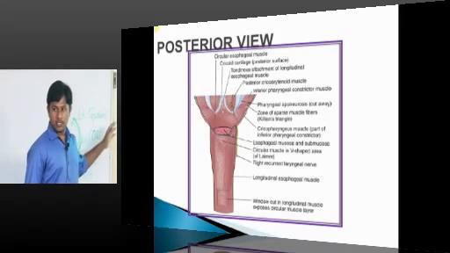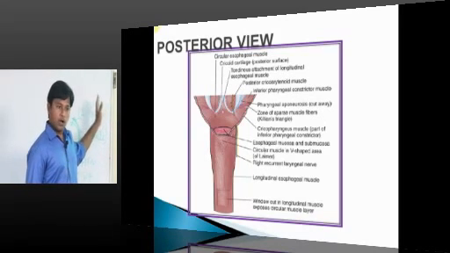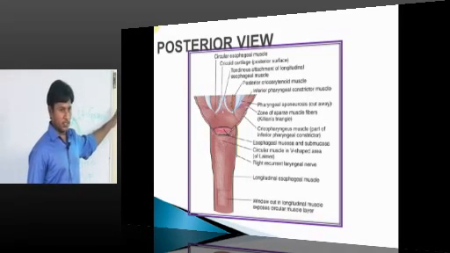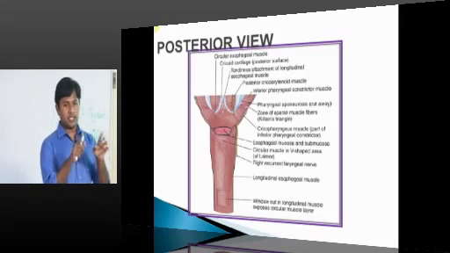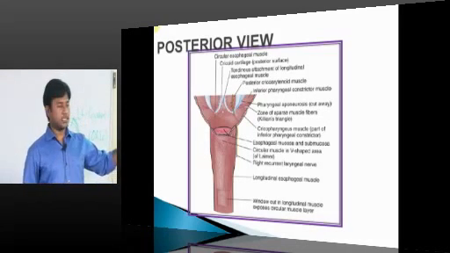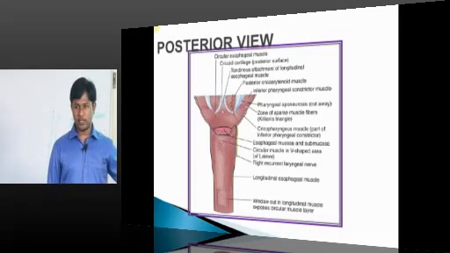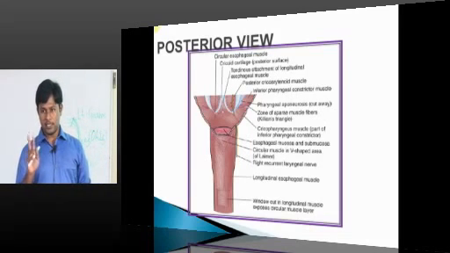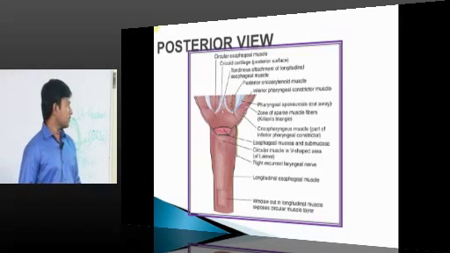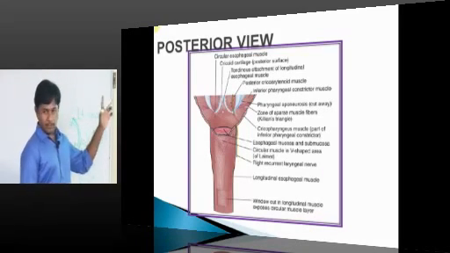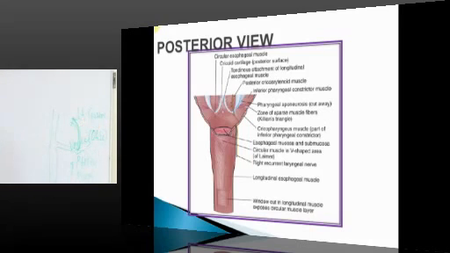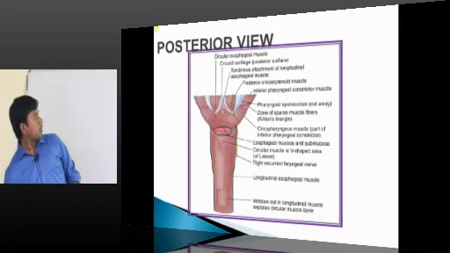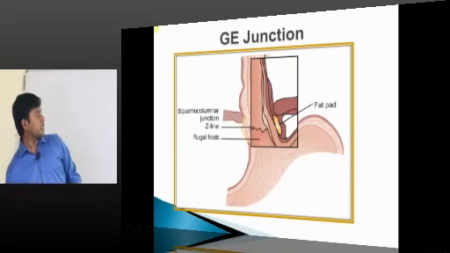Which is outer, which is inner? Outer longitudinal, inner circular muscles. In the inner circular muscles, there will be a dehiscence. Just remember, the V shaped area of Lemierre is the dehiscence in the inner circular muscle. Just remember that. That's all. Of course, we will be discussing Killian's dehiscence in detail. That is Lemierre's area.